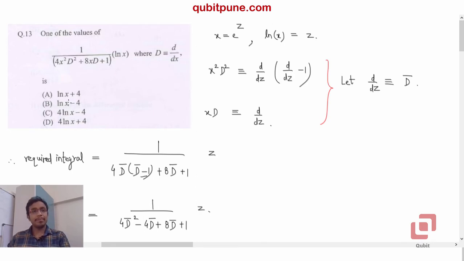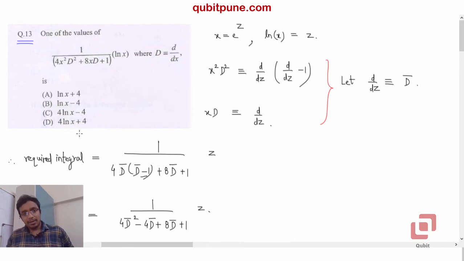So we will start with question number 13, which is based on ordinary differential equations of second order, and specifically on the Cauchy-Euler differential equation. The question says: one of the values of 1 over (4x squared D to the power 2 plus 8x D plus 1) operated on log x, where D is the operator d by dx, is ln x plus 4, ln x minus 4, 4 ln x minus 4 and 4 ln x plus 4.